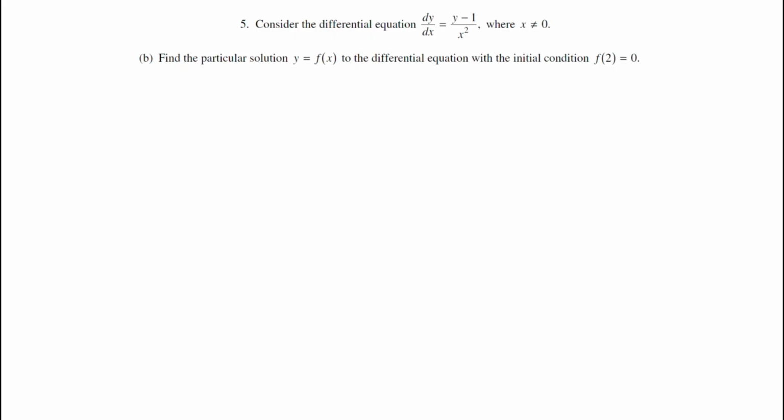In part B, they asked us to find the particular solution to this differential equation. We've got an initial condition that f of 2 is 0, so we'll have to use that. This is a separable differential equation because it is a product or a quotient of both x and y, right? It includes the dependent variable in it. So we'll start by separating the variables, always step 1.